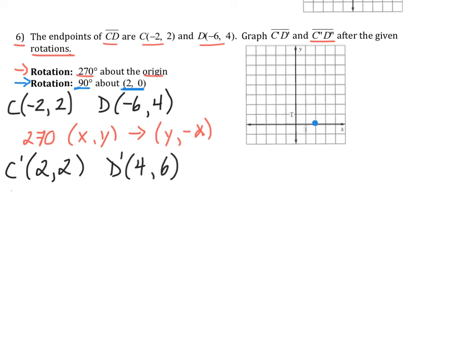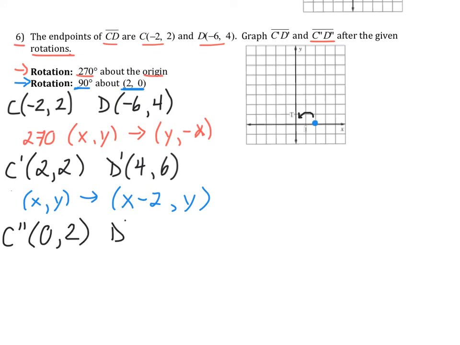So first thing I need to do is I need to move that center of rotation to the origin. So first I have to translate it. Now my rule to translate it to the origin is just to go 2 units to the left. So it's going to be x minus 2, and my y is just going to stay the same. It's not going to be moving up or down. I'm going to label these double prime because I'm moving again. So now it's going to be 0, 2 for C double prime, and D double prime is going to end up at 2, 6.